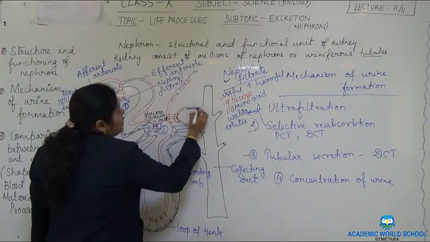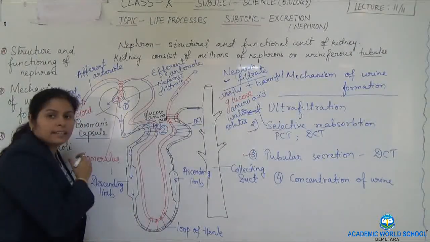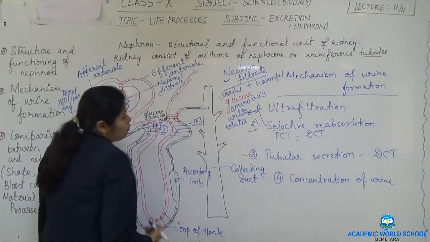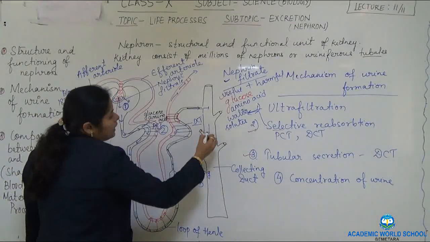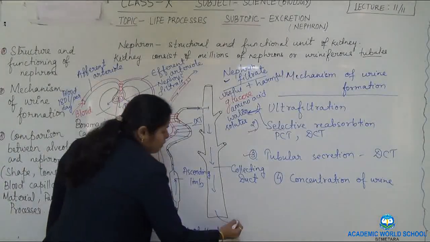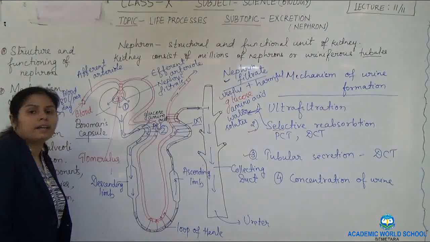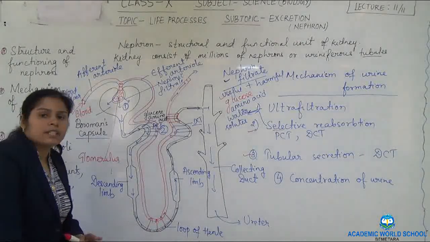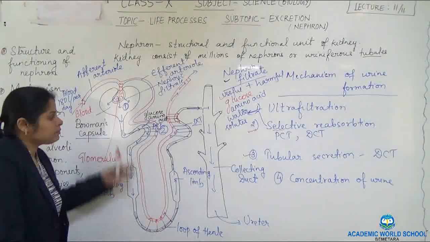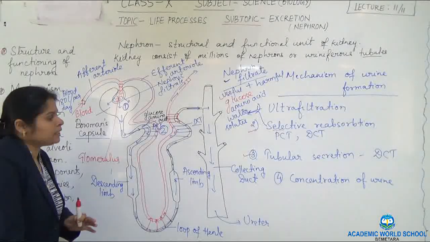Now we can term the liquid as urine because all useful materials have been absorbed already. This urine now enters into the collecting duct, and from the collecting duct it goes and joins the ureter, from where it will go to the urinary bladder. It will be stored for some time till it is released out from the body in the form of urine. So in this way there are 4 steps by which urine is formed.